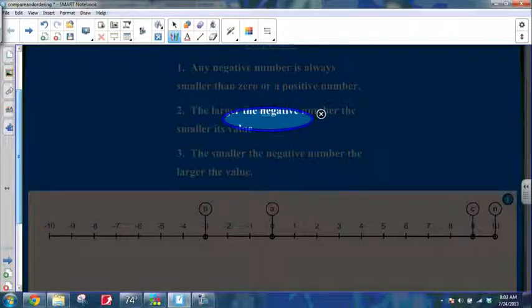Number 2 states the larger the negative number, the smaller its value. Well, when we look at our negative numbers, we see that as our negative numbers become larger, their value is becoming smaller because they're going further away from 0. So, the further left you go, the smaller the value of your number.